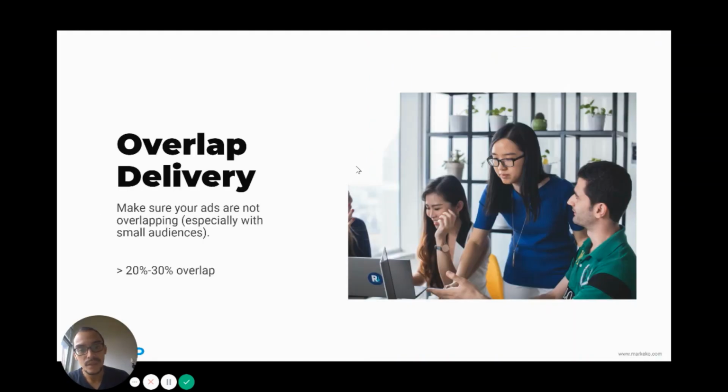And so this is what I was talking about before as well, is be on the lookout for overlap delivery, right? So you want to make sure that your audiences don't overlap by more than 20-30%. As a good benchmark, I think that's a pretty good number, in that if your audience is overlapping more than that, then you might as well change that audience, right? Because you're gonna have a similar audience competing within your ad sets, right?